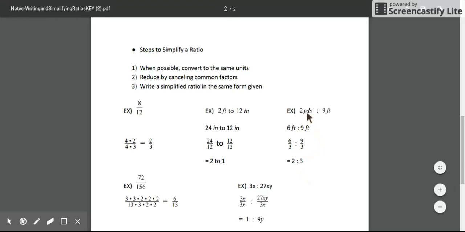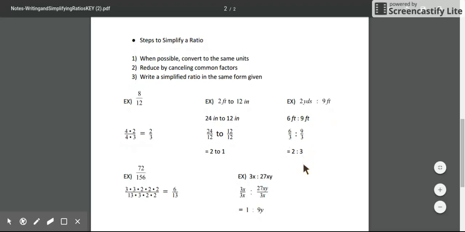Or we could convert it to feet. There are 3 feet in each yard, so if I double that, 2 yards is 6 feet. And now I can divide these by their greatest common factor. 3 is the biggest number that goes into both of these numbers, so if I divide both of them by 3, I get my reduced ratio. So 6 divided by 3 is 2, 9 divided by 3 is 3. So comparing 2 yards to 9 feet is a 2 to 3 ratio.